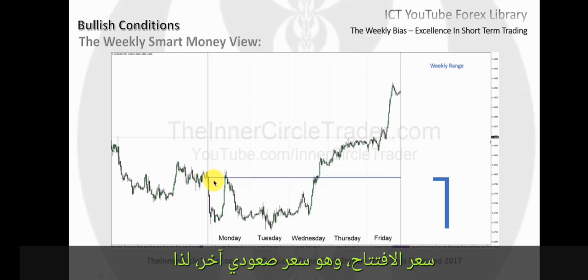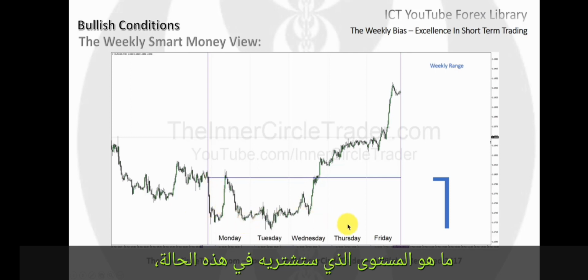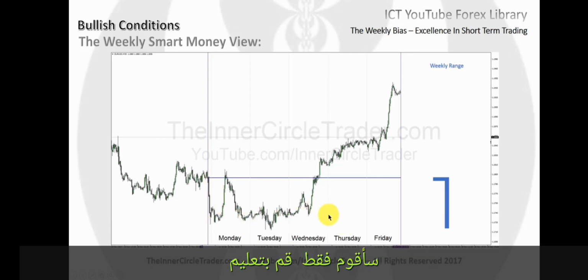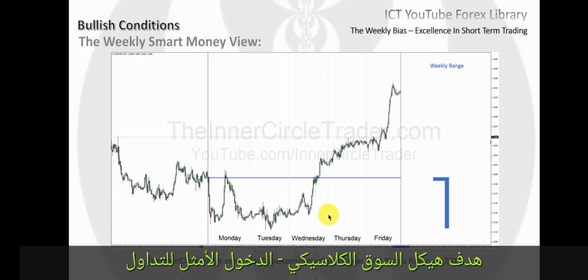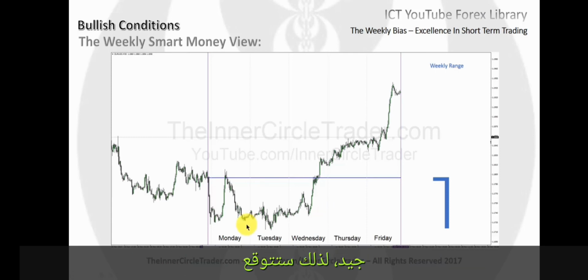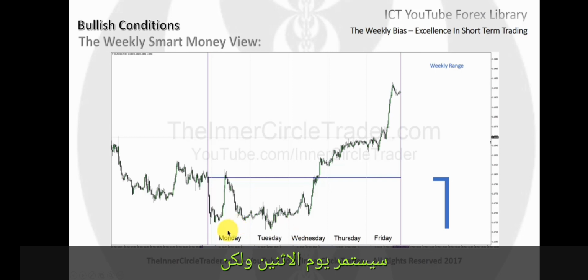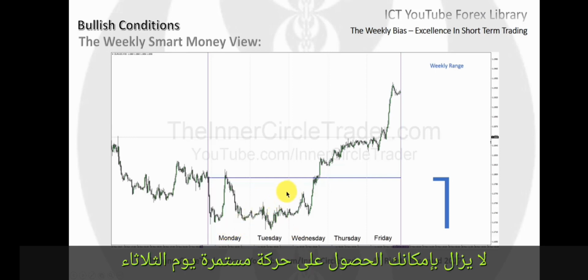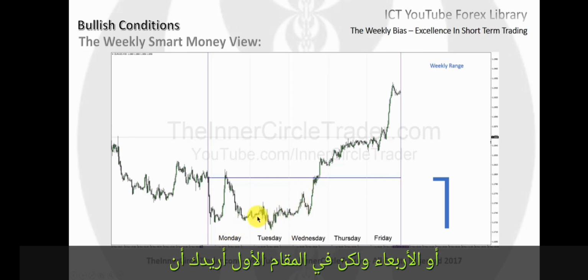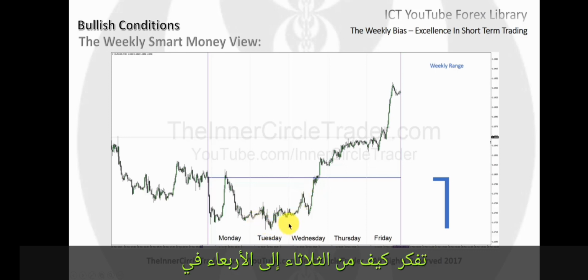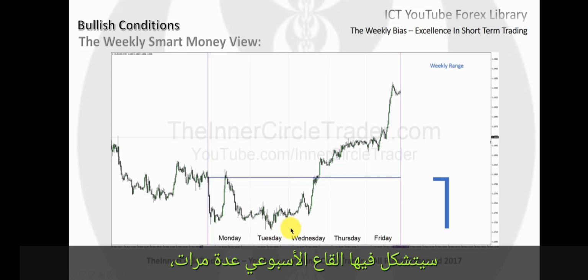Problem is most traders, they don't know what to do with it below the opening price when we're bullish. So which level do you buy? In this instance, I'm just going to teach the classic market structure, bullish optimal trade entry. Okay, so you're going to anticipate Tuesday to Wednesday's low forming. Now, sometimes it's going to form on Monday, but you can still get a continuation move on Tuesday or Wednesday. But primarily, I want you to be thinking how Tuesday to Wednesday in that time period, that's when the weekly low is going to form.